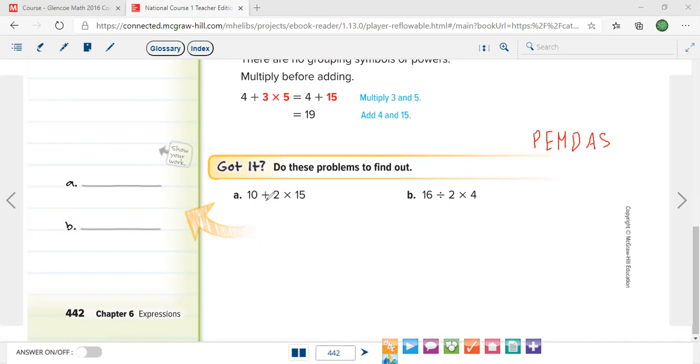What do we have? We have addition and multiplication. It's clear that multiplication comes first. So we leave the 10 and we leave the plus. We evaluate first 2 multiplied by 15, which will give you 30. Then 10 plus 30 will give you 40. So the final answer is 40. Let's see this problem.